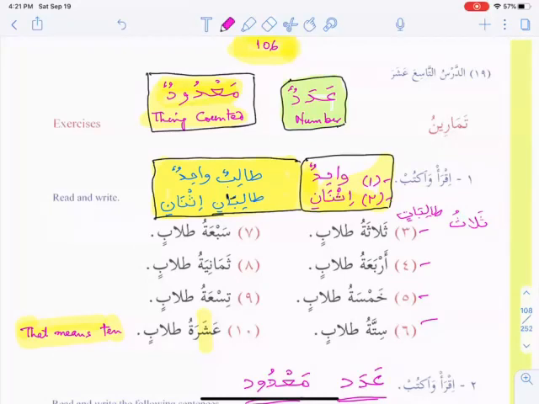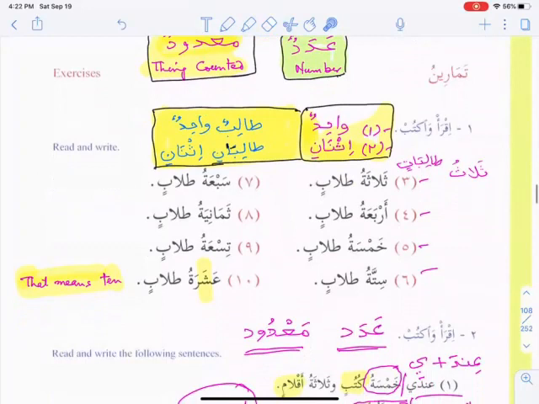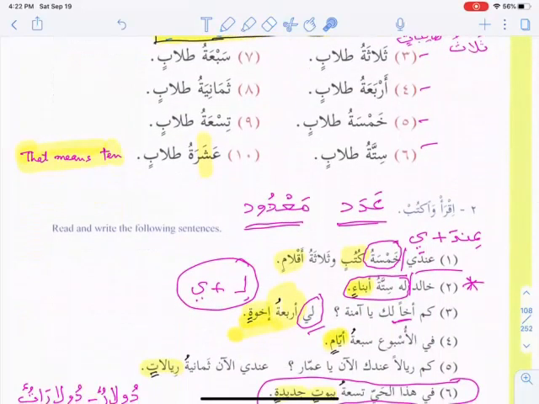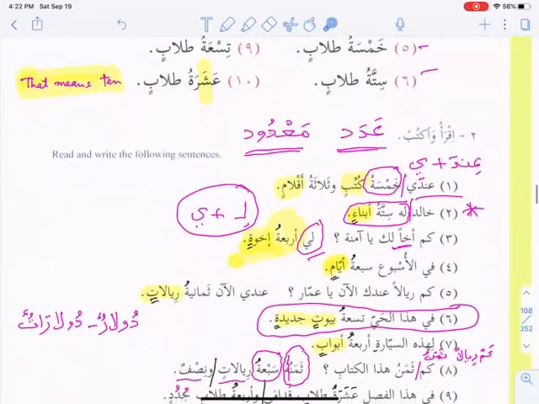So what will this become? Arba'u talibatin. Khamsu talibatin. Sittu talibatin. Sab'u talibatin. Samani talibatin. Here it changes. Tis'u talibatin. And then it will change into ashru talibatin. Okay, that is all, my brothers and sisters. You have to understand, inshallah.